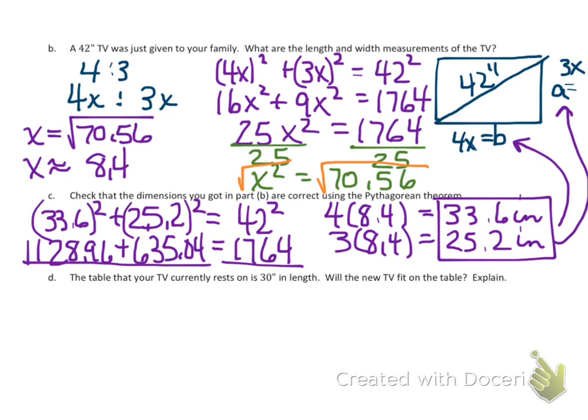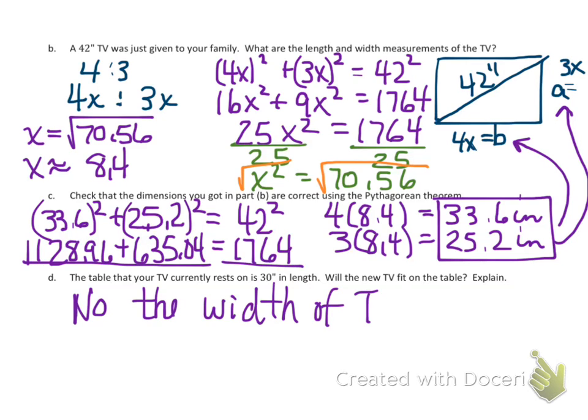Okay, the table that your TV currently rests on is 30 inches in length. Will the new TV fit on the table? Okay, so after doing all that work, this answer is pretty simple. It's no, because the width of our TV is 33.6 inches. So unless you want your TV hanging off the side, which could be fine, it's not going to fit.